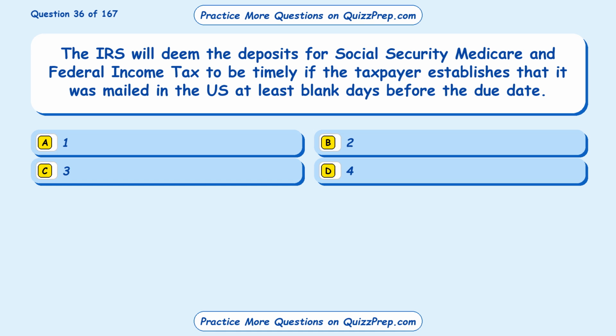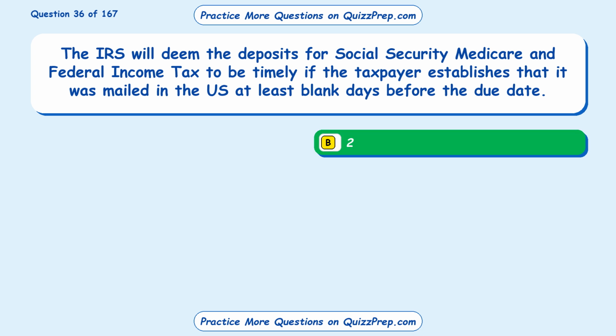Question 36. The IRS will deem the deposits for Social Security, Medicare, and federal income tax to be timely if the taxpayer establishes that it was mailed in the U.S. at least blank days before the due date. Option A, 1. Option B, 2. Option C, 3. Option D, 4. The correct answer is option B, 2.